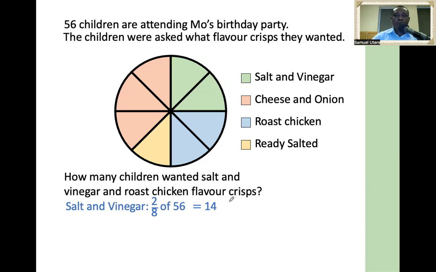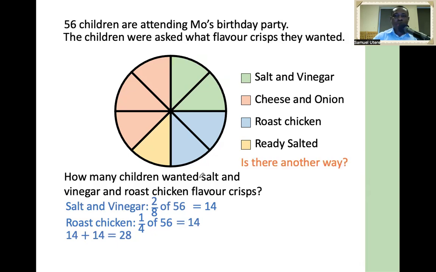What about roast chicken flavor? You can see that roast chicken, this one here, also represents 2/8, which is a quarter. So if you simplify, that will give you 14 as well. What about adding them? Why do we have to add them? Because the question says how many children wanted salt and vinegar and roast chicken flavor crepes. So we are adding both of them to find the total. The question is asking for a total, and that is 28.